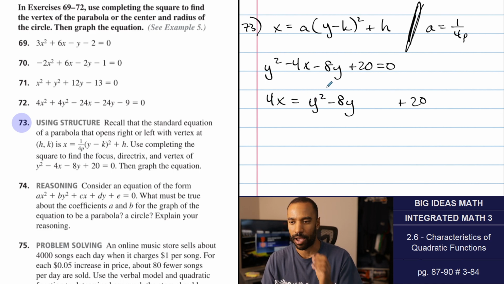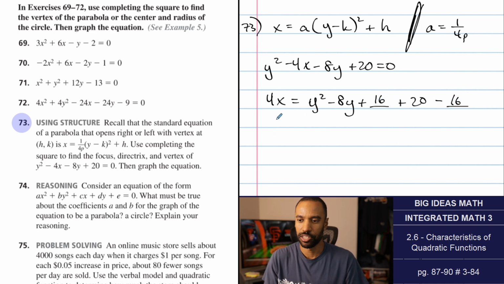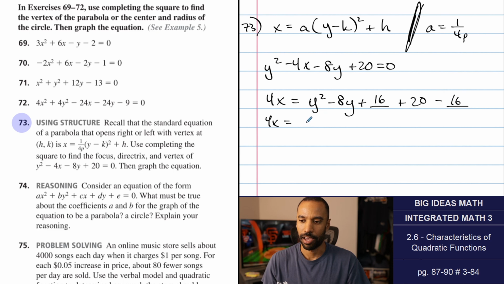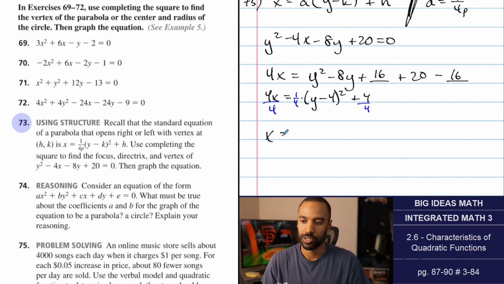This time I'm not going to divide by 4 first. Let's do the completing the square here. Let's add something there just to subtract it out. Negative 8 divided by 2 is negative 4, squared is 16. Add and subtract 16 there. So now we have 4x equals (y minus 4) quantity squared plus 4, and now we divide everything by 4. So this will be written as x equals 1/4 times (y minus 4) quantity squared plus 1.